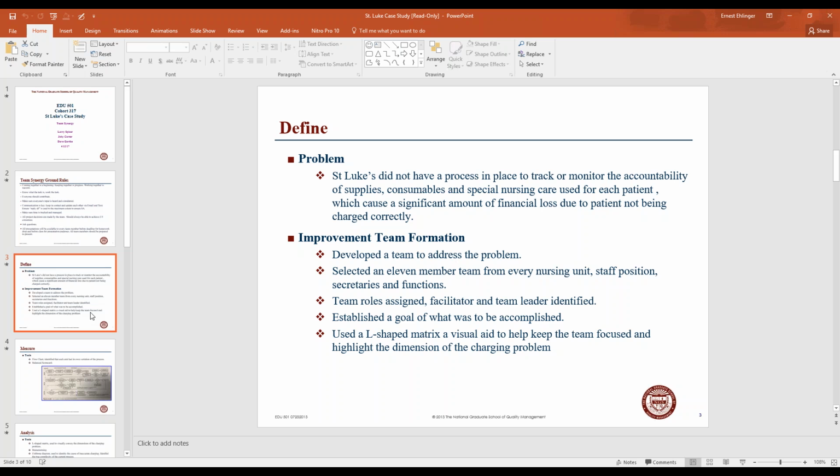So let me ask you this question. Looking at St. Luke's in this problem statement, what's their outcome? What is it that they want to achieve that would make this project a success? Anybody, put it in your own words, please. You can reflect on this problem statement or the ones maybe you wrote in your own teams. What's the outcome? What was St. Luke's trying to do with this improvement team?